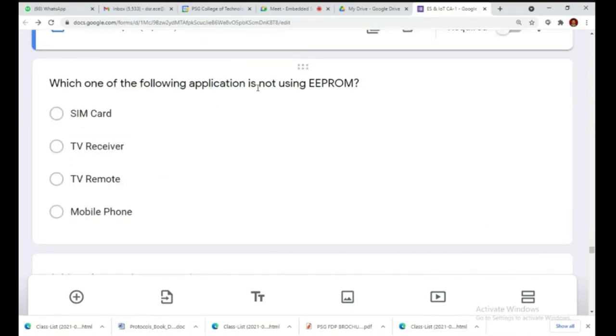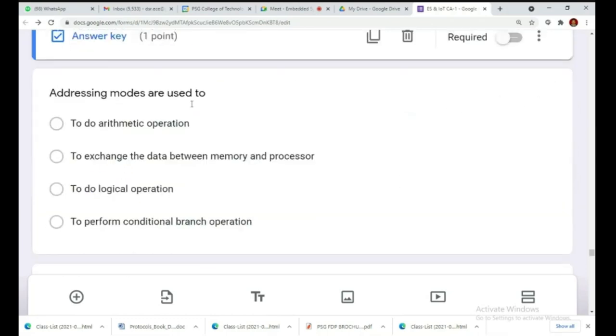Which one of the following applications is not using EEPROM? SIM card uses EEPROM, we know very well. TV receiver uses EEPROM, mobile phone uses EEPROM. TV remote control does not have EEPROM. It is not necessary either. A TV remote control only needs to transmit, it need not receive, and it doesn't want to store anything permanently. So out of these, very easily we can understand the TV remote controller does not have EEPROM. The right answer is TV remote controller.